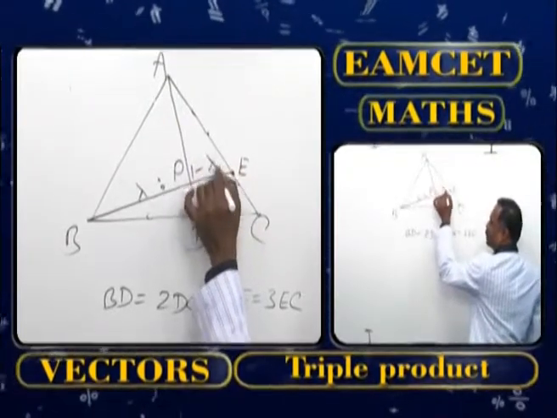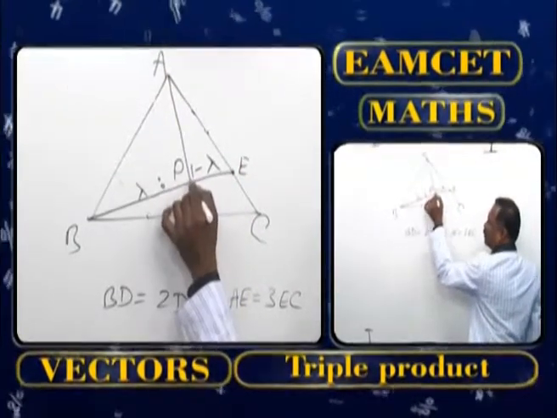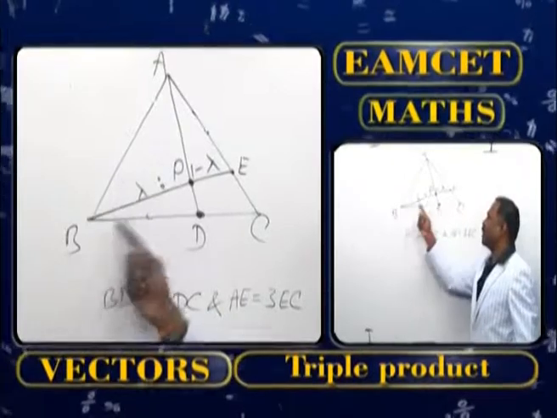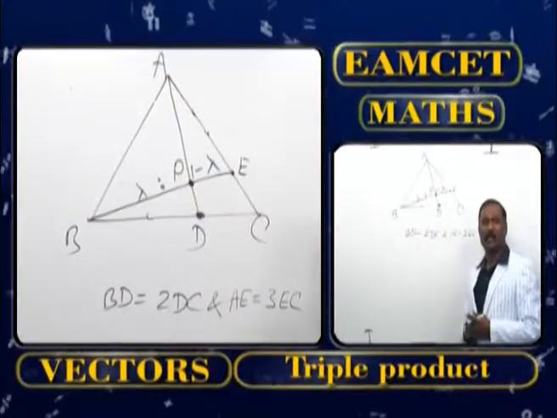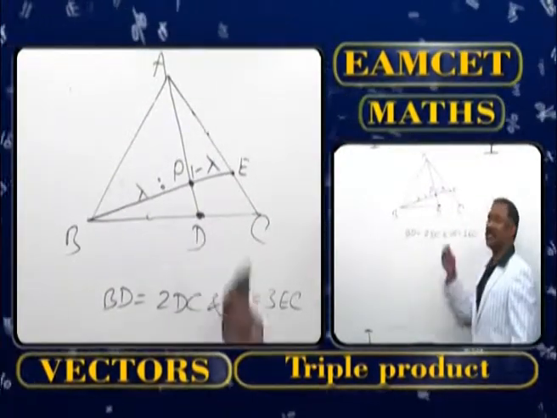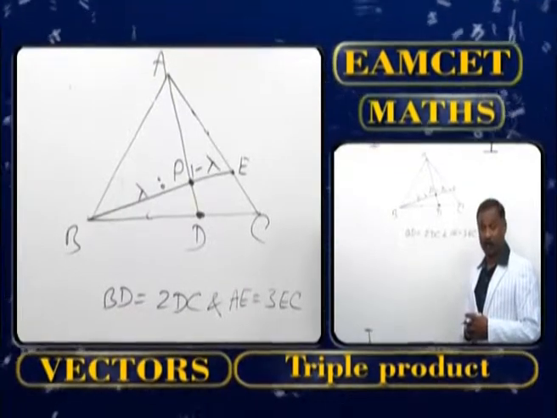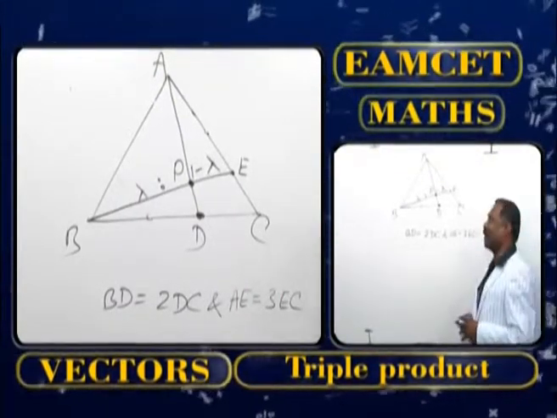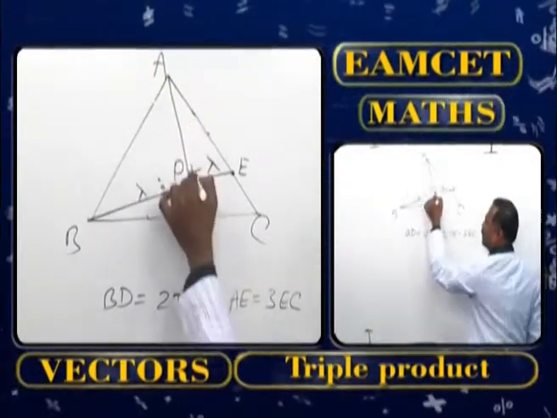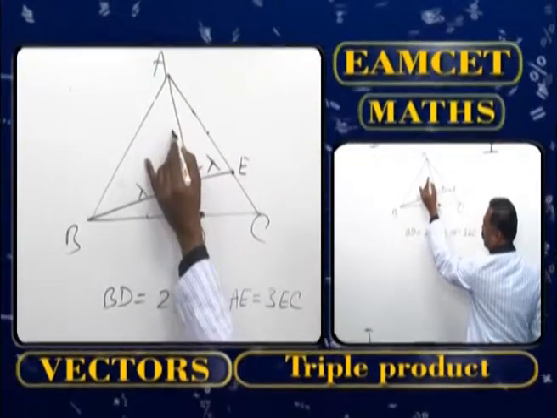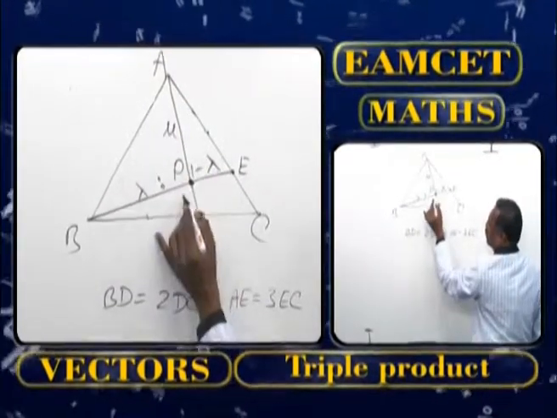That means I have taken P dividing B in the ratio lambda is to 1 minus lambda. What is it, sir? You can take it as lambda is to 1. Why should you take it as lambda is to 1 minus lambda? You will be understanding now. Now I'll take AP is to PD as mu is to mu minus 1.